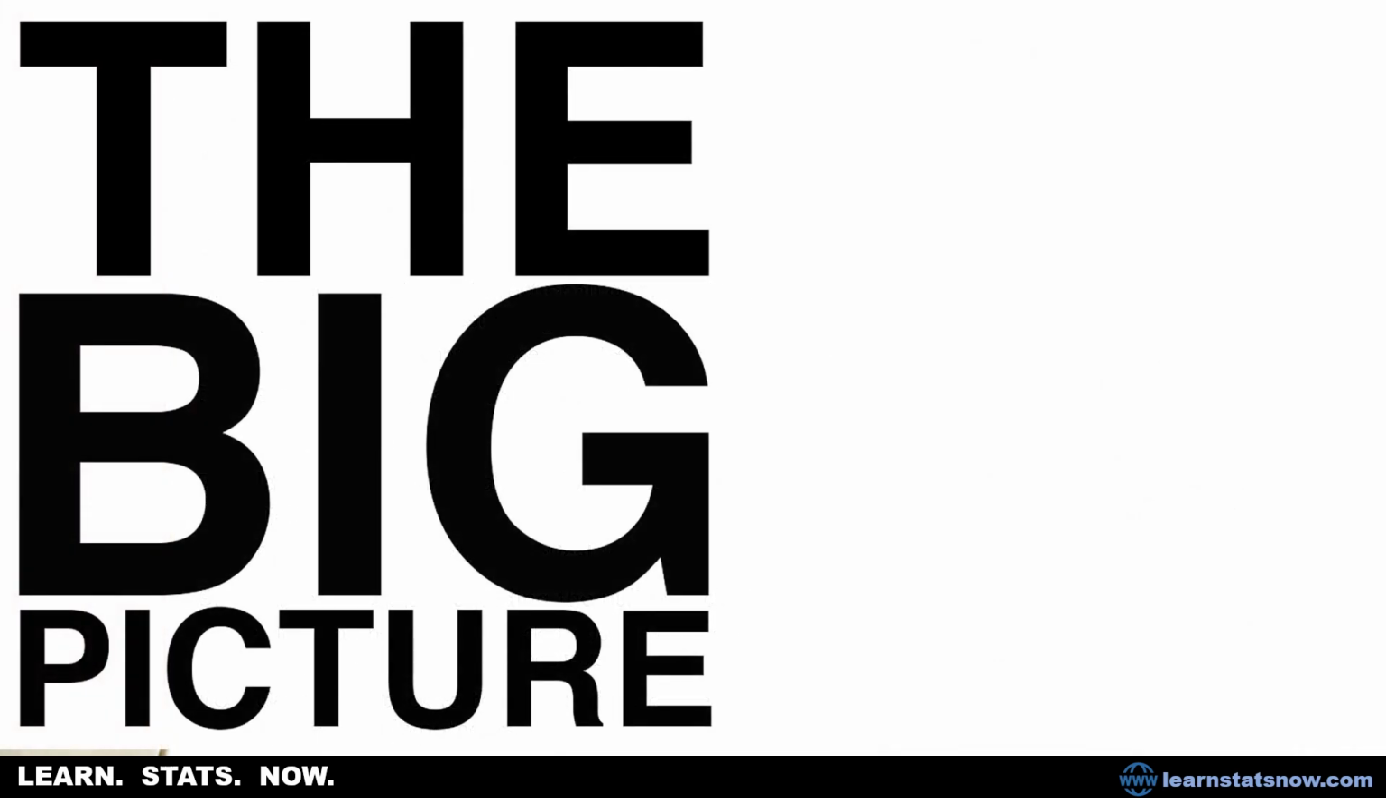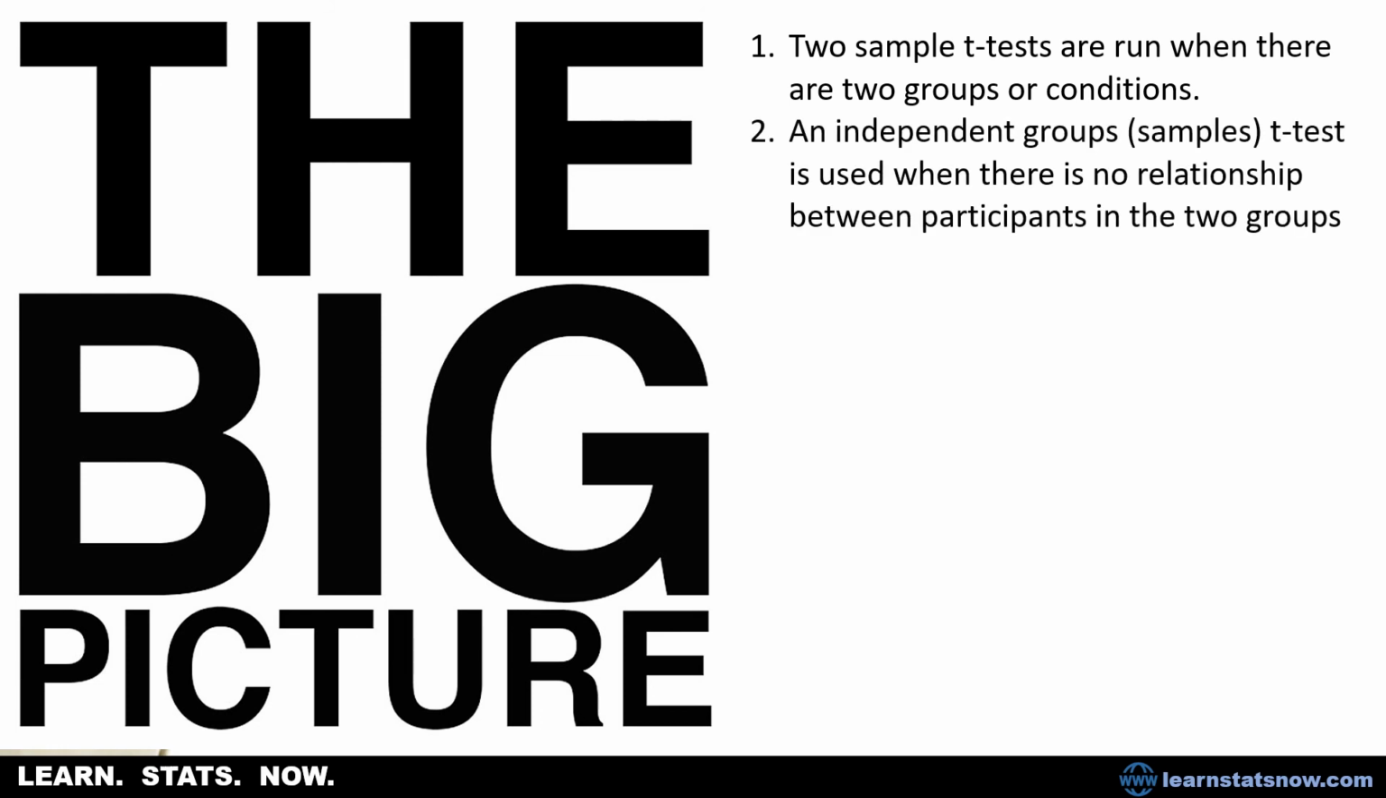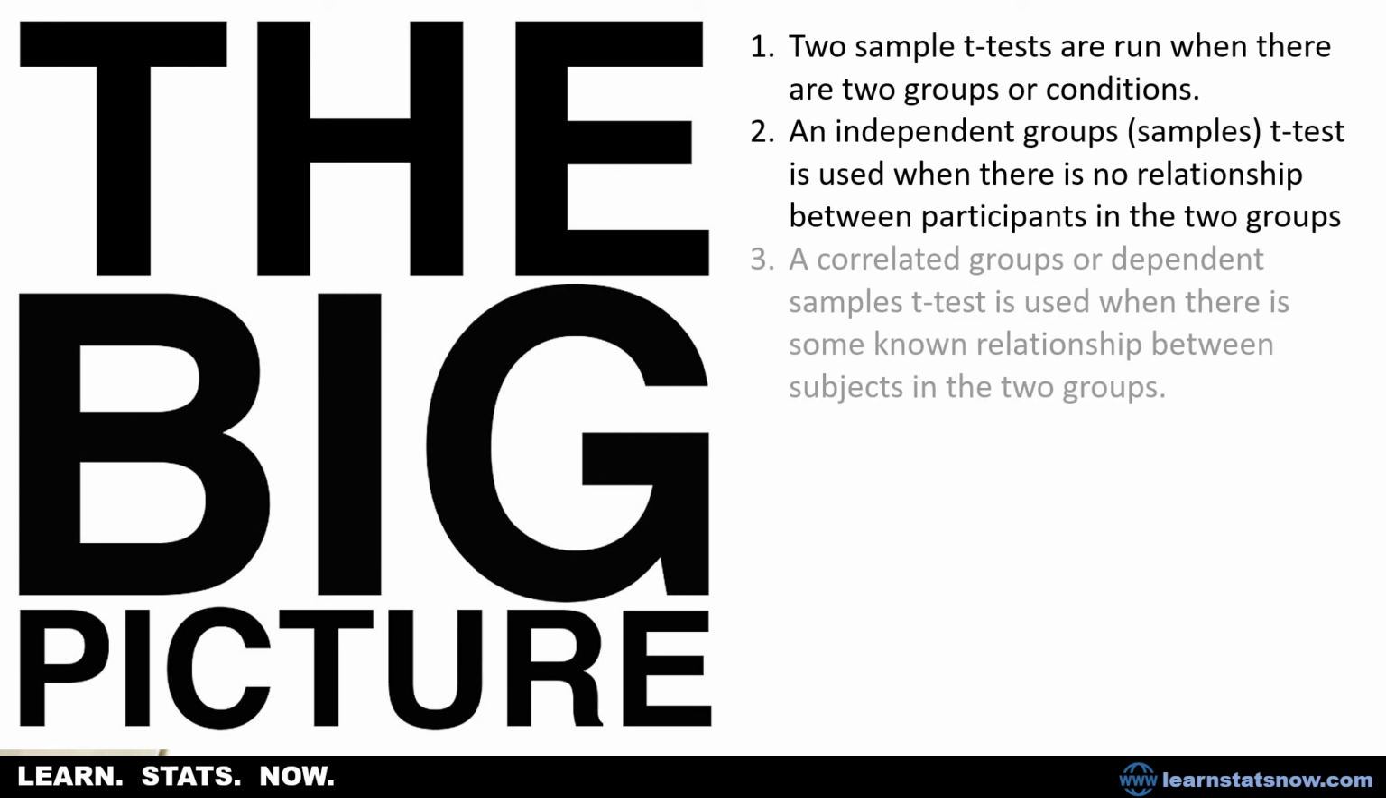Okay, so let's take a look at the big picture. The two sample t-tests are run when there are two groups or conditions. And there's really two types of these t-tests. One is an independent groups or samples t-test. It's called either one. You'll see it both ways in textbooks. And that's used when there's no relationship between participants in the two groups. Now, a correlated groups, also called a dependent samples t-test, is used when there is some known relationship between subjects in the two groups.